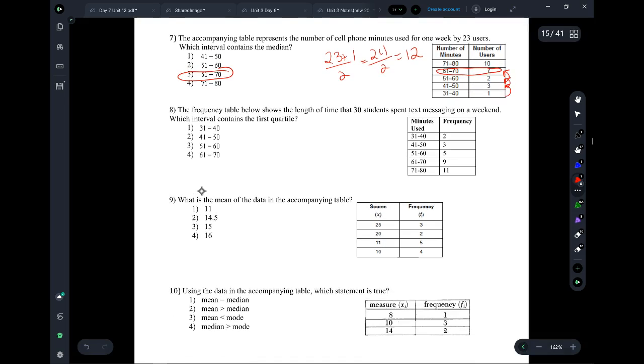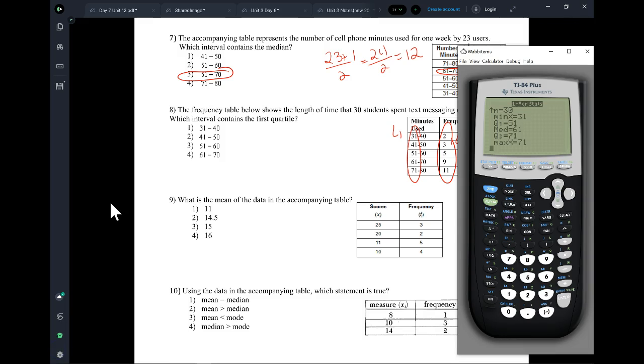All right, the frequency table below shows the length of time that 30 students spent text messaging on a weekend. Which interval contains the first quartile? So I'm going to pause this. I'm going to give you guys an opportunity to try this one. Remember to type the lower bound in L1, the frequency in L2, and then run your statistics and see where the first quartile falls.